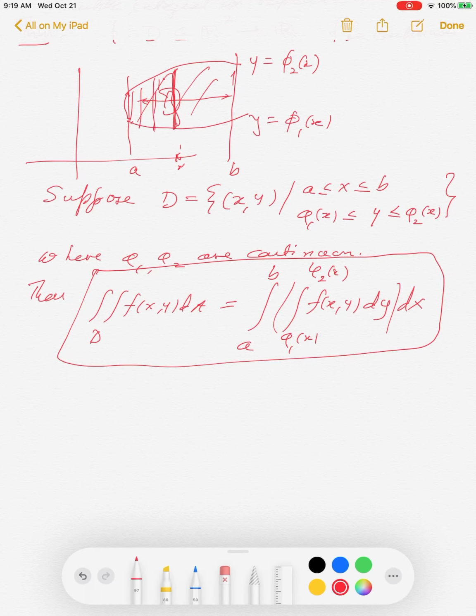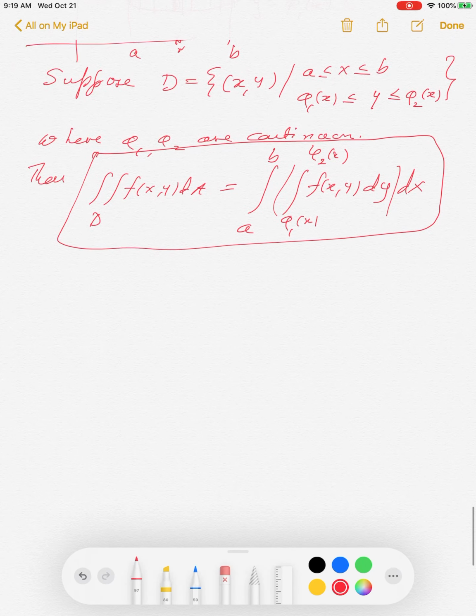As you move your x, you will be integrating over all vertical lines, and all these vertical lines fill the whole region D. So when D is of this form, then you can calculate the double integral. So now let's use this formula first to compute the double integral. So let's do some problems.